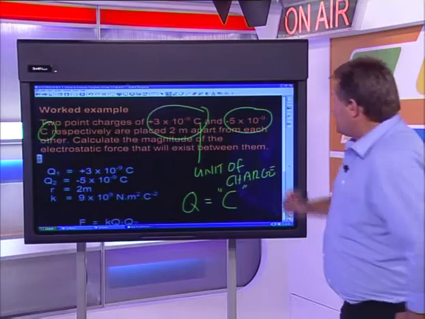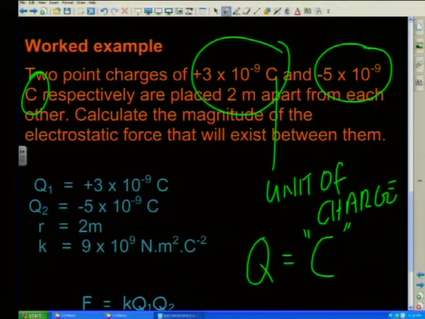Okay, so we can write it out now. Plus 3 times 10 to the minus 9 coulombs, minus 5 times 10 to the minus 9 coulombs, and we have to calculate the magnitude of the electrostatic force between those charges. So guys, what is our first step?